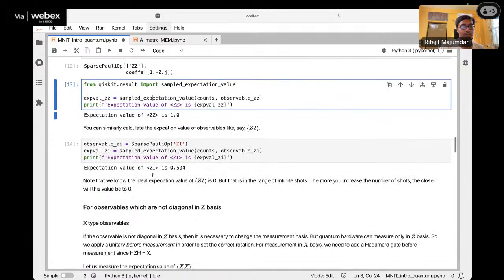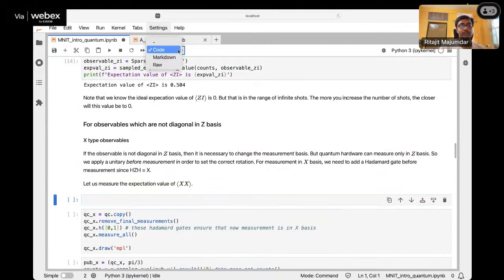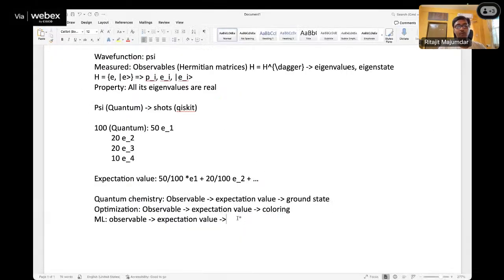So what does it mean to measure the expectation value of XX? Simply, if we want to write it down, let's come here. How do we mathematically calculate? If I give you psi, and my observable is O, this is how we mathematically calculate the expectation value. So for our case, O was ZZ till now. Now, if I say that you want to calculate XX, then it will simply be psi, XX, psi.